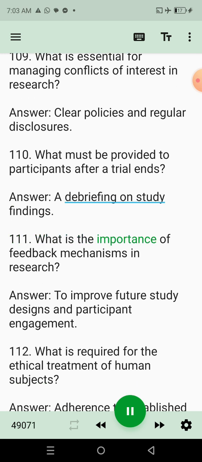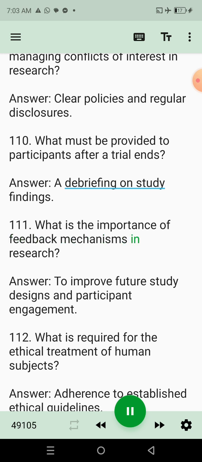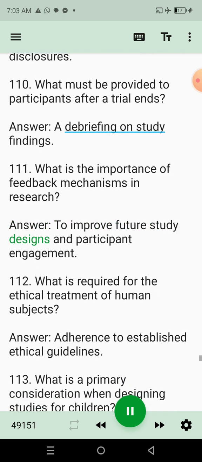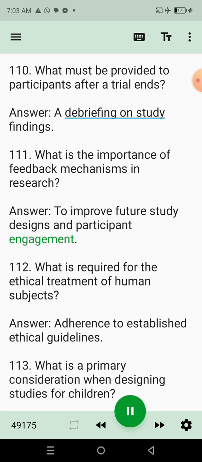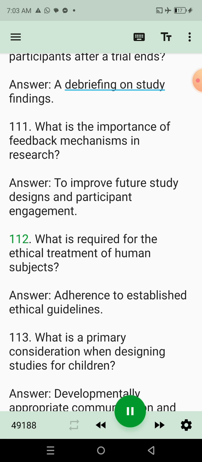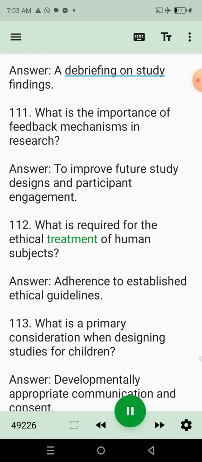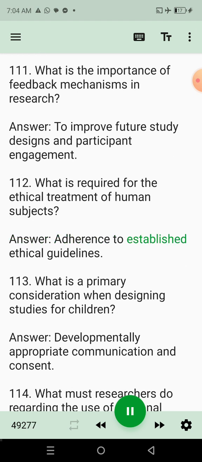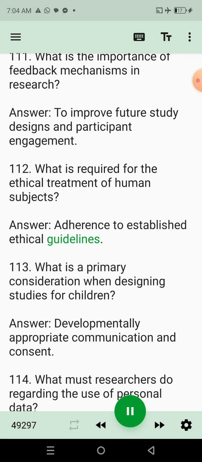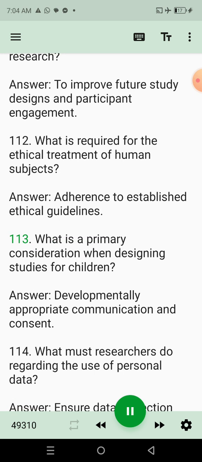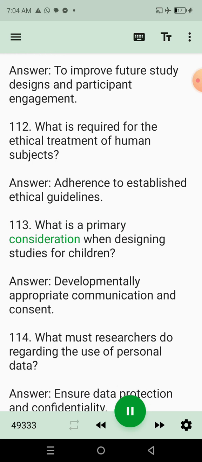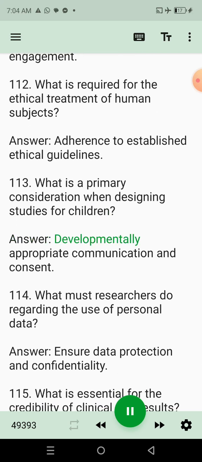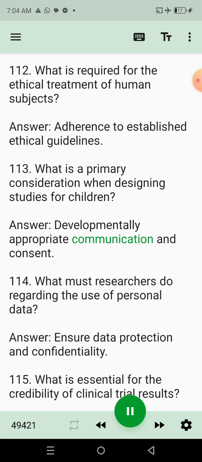111. What is the importance of feedback mechanisms in research? Answer: to improve future study designs and participant engagement. 112. What is required for the ethical treatment of human subjects? Answer: adherence to established ethical guidelines. 113. What is a primary consideration when designing studies for children? Answer: Developmentally appropriate communication and consent.